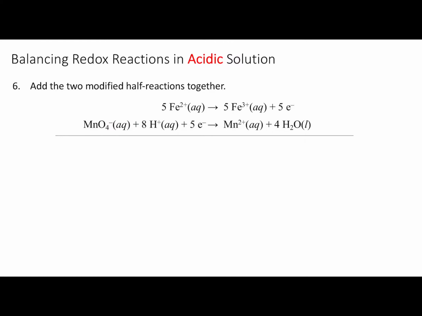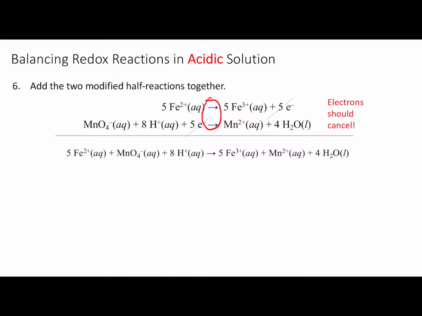We are now ready for step 6, where we add the 2 reactions together. I find it very useful when doing this to line up the arrows so that I can clearly see in each reaction one is a reactant and one is a product. If something is a reactant in one reaction and a product in the other reaction, it will cancel out. In this case, you will notice that the electrons are the only species that are the same in both the reactants and the products. So those 5 electrons cancel each other out.